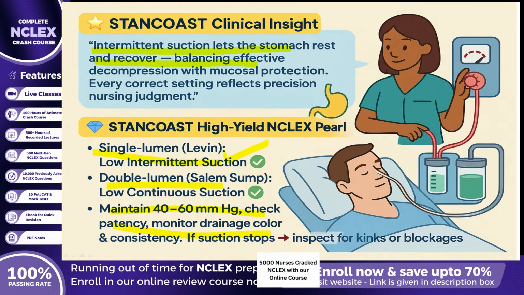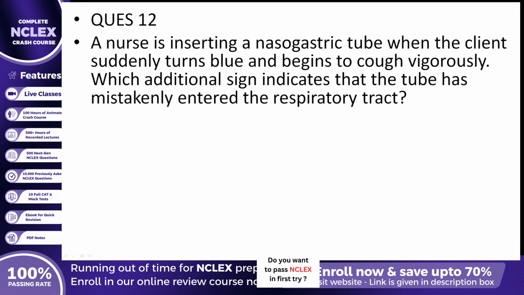Moving forward to another essential and often tested NCLEX clinical situation that focuses on airway protection during nursing procedures, imagine this. A nurse is inserting a nasogastric tube when the client suddenly turns blue and begins to cough vigorously. The question asks, which additional sign indicates that the tube has mistakenly entered the respiratory tract?